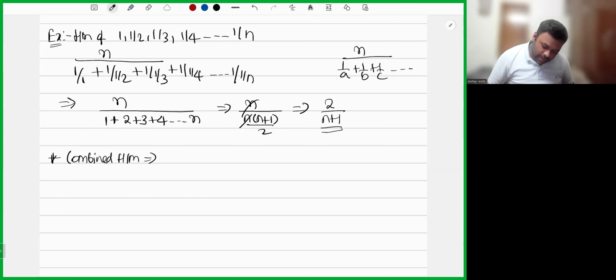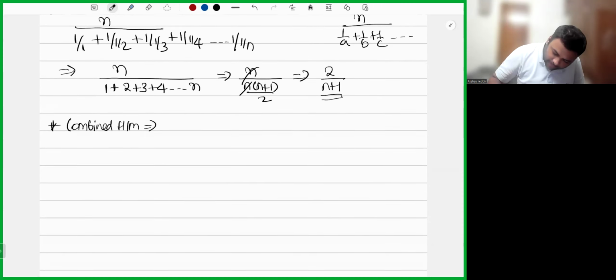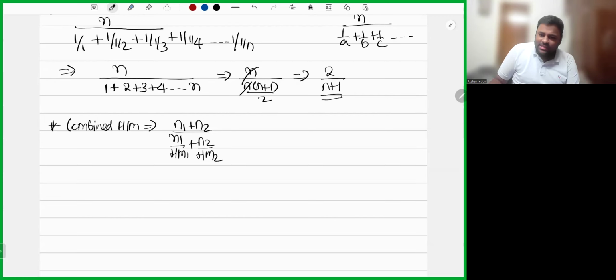Combined harmonic mean will be (N1 plus N2) divided by (N1 by HM1 plus N2 by HM2). That is the discrete data formula itself. Sometimes in examination, if you don't remember the combined formula, apply the discrete data formula, the answer will be the same. All these are developed from discrete data itself.